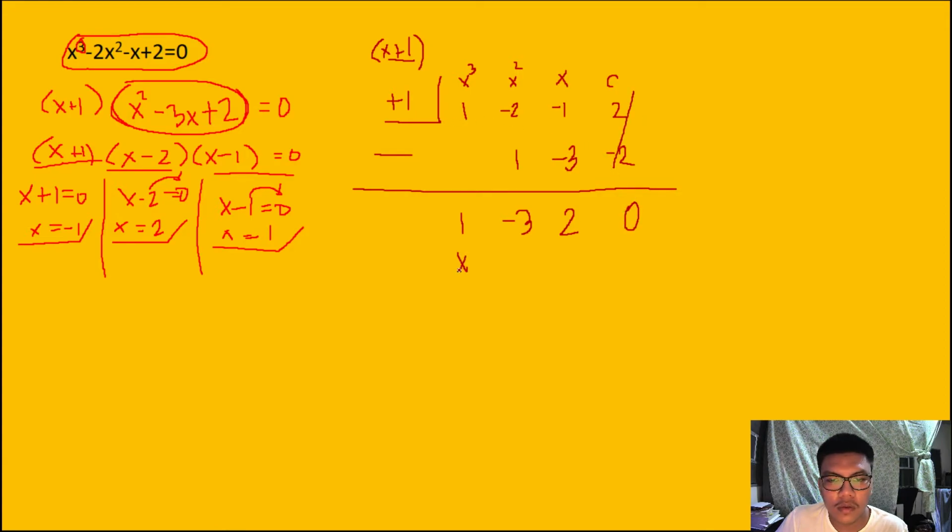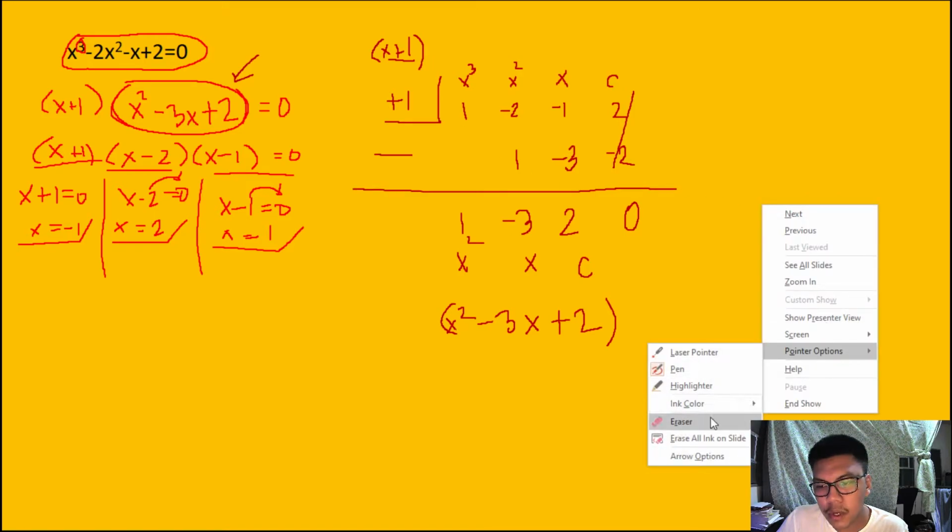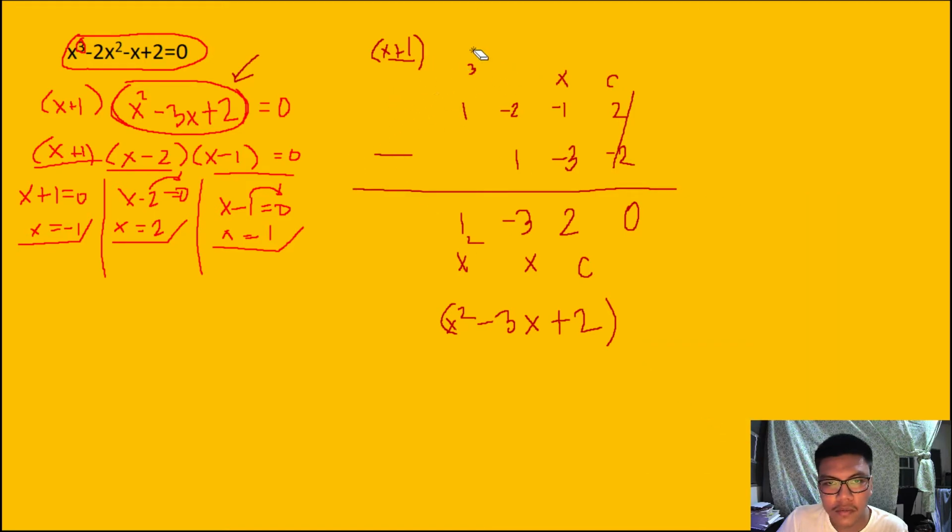Okay, so we have x squared, x, and yung ating constant. So we have x squared minus 3x plus 2. Okay, yan yung ating isang factor. Kung papansin nyo, nagkamukha na siya dito. Okay? So, meron din namang isang paraan pa para mabilis.